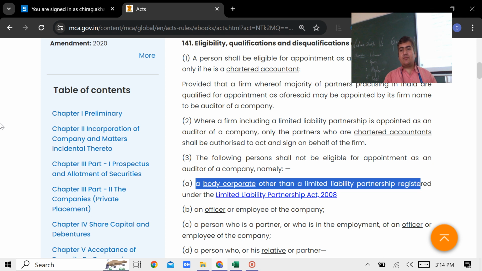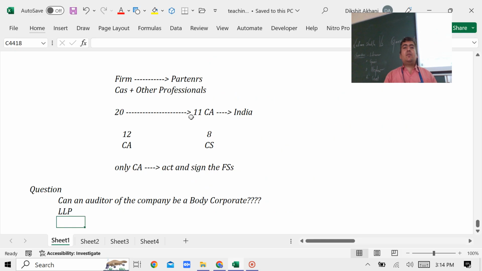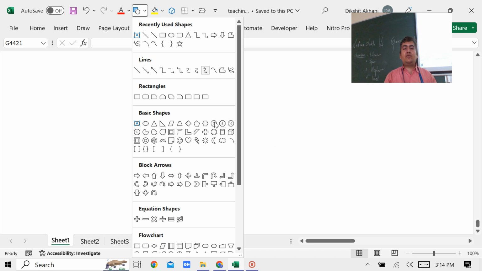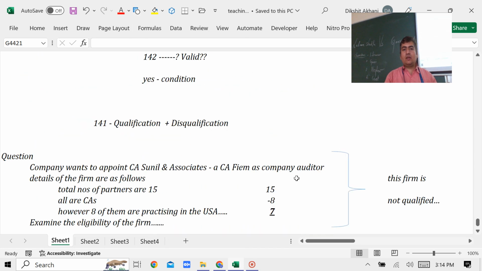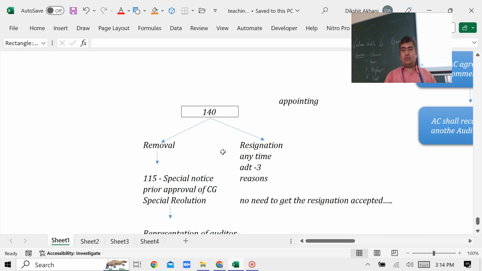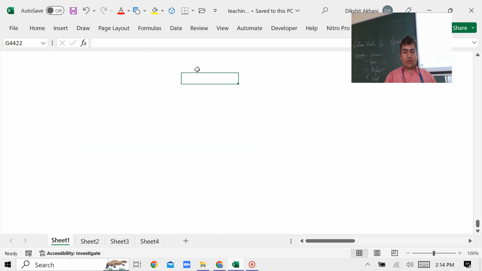I think at the same time, I have explained the first disqualification also. Am I clear to all of you? Yes or no? Okay. Before I move on, I think I should give you the chart of this disqualification. Us chart ko aap yaad kar lo, baat khatam ho jayegi. Theek hai? Likho yahan disqualifications. I am giving you one chart.